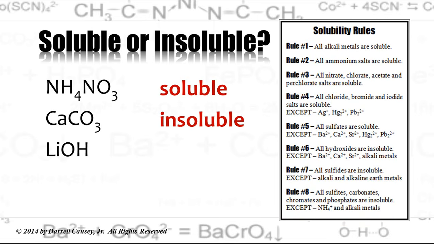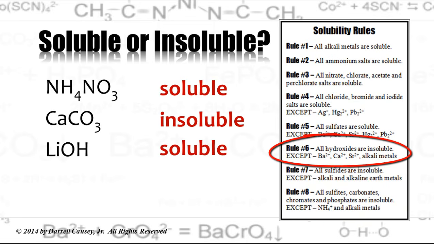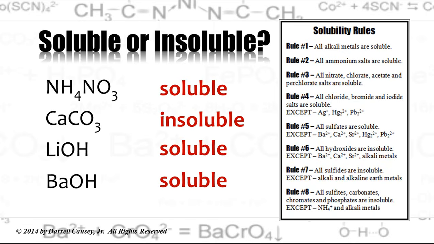Lithium hydroxide, that would be rule number 6. All hydroxides are insoluble except barium, calcium, strontium, and alkali metals. So lithium hydroxide is soluble. And you can just check that out on your periodic table. Lithium is an alkali metal. How about barium hydroxide? Well, barium is one of the exceptions in rule number 6, and so it is soluble.